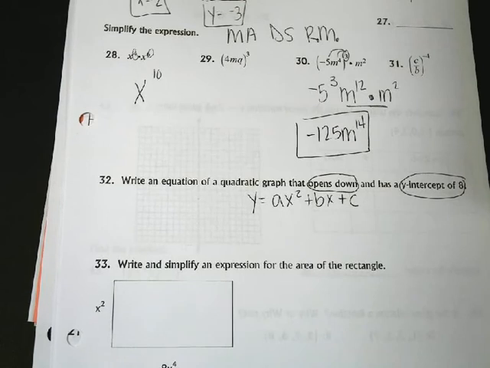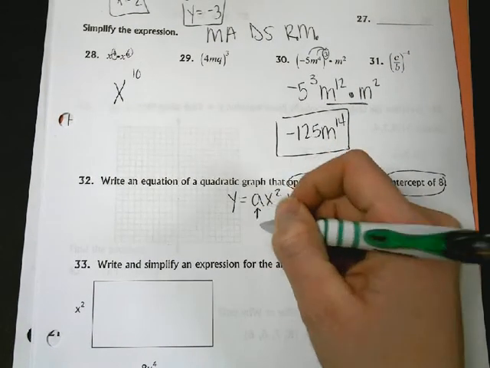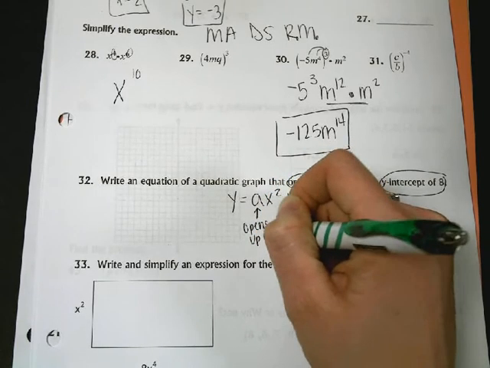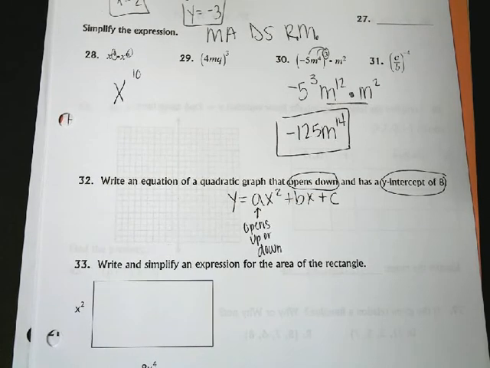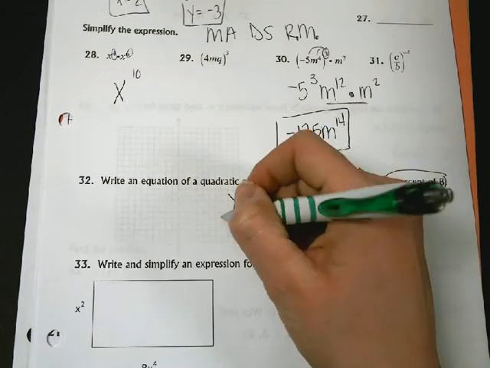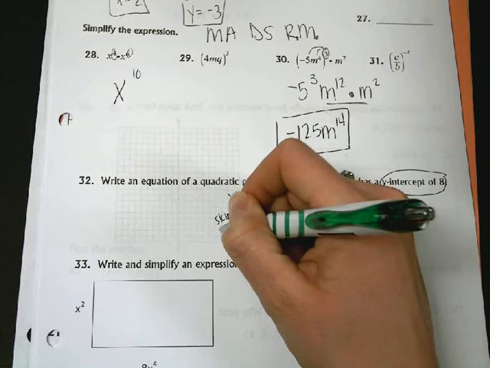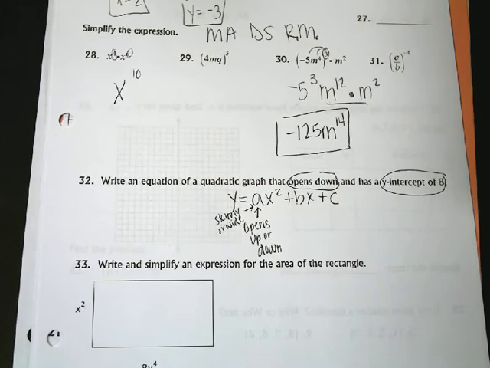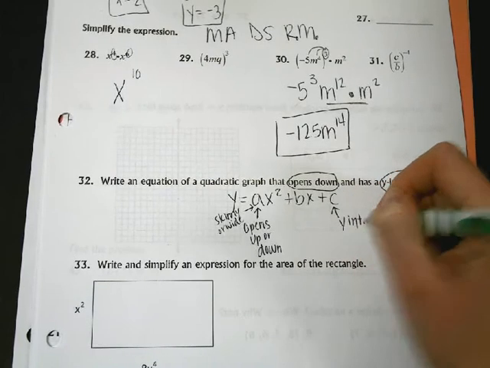So I want to remind you guys of what we learned about quadratics. A tells me if it opens up or down. If A is positive, then it opens up. If A is negative, it opens down. A also tells me if it's skinny or wide. And we don't have that in our problem right now, but you may at some other point. This C is also my y-intercept. So that's something to keep in mind as well.